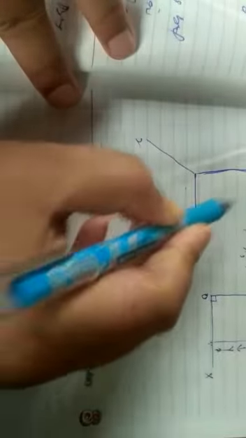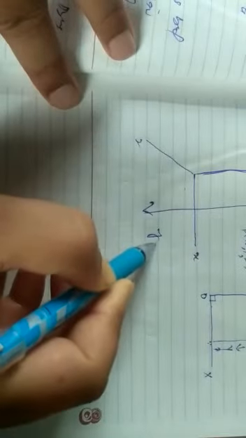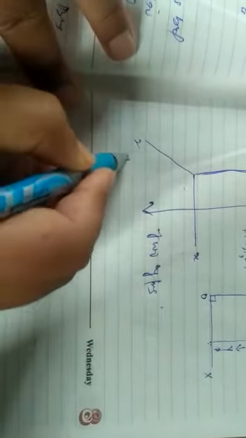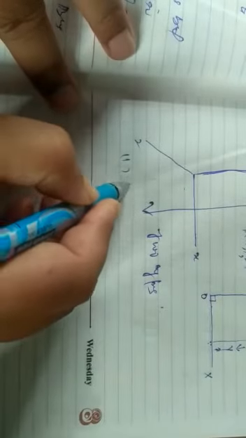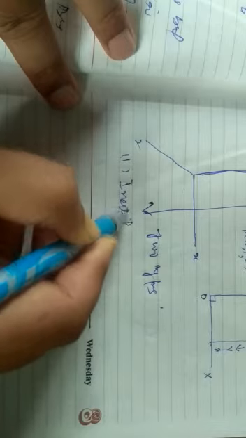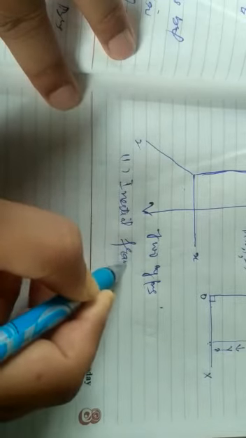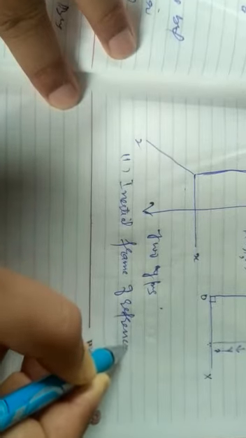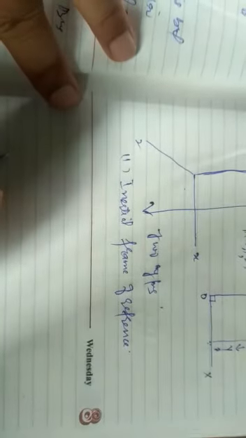But now this Cartesian system is of two types. This is the frame system. One is called the inertial frame of reference, and the second is called the non-inertial frame of reference.